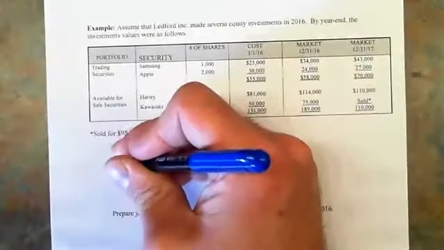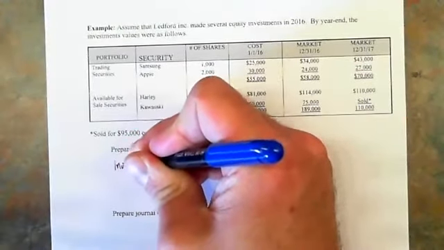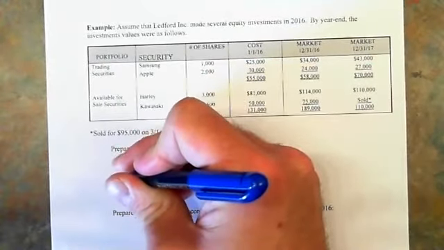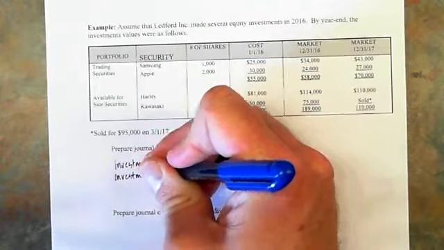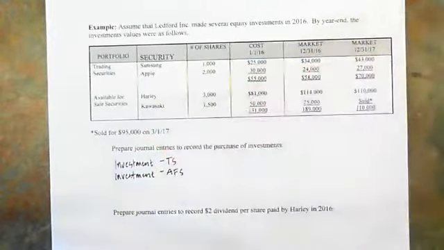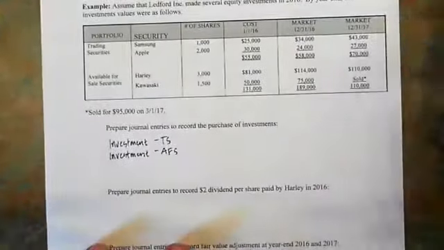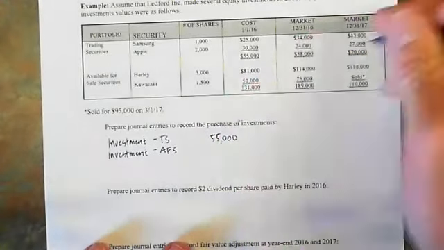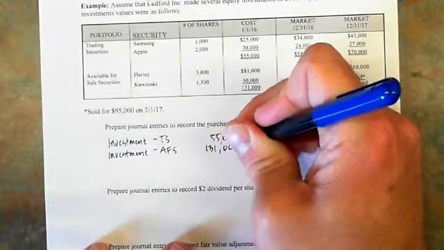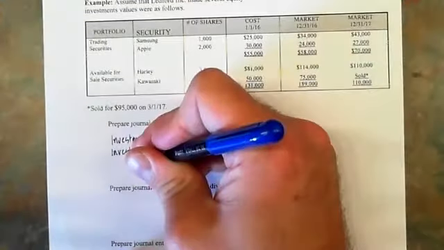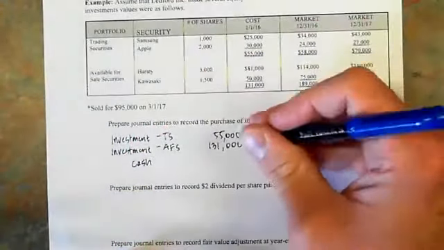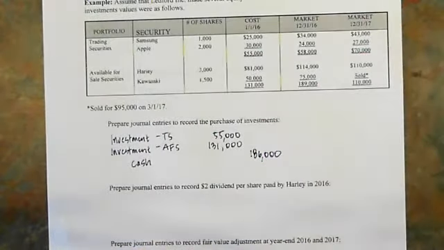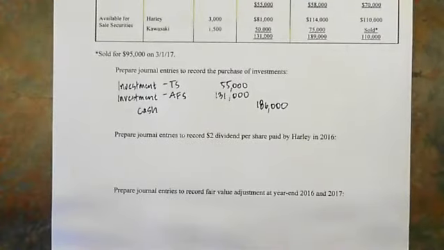So we would record investment in trading securities, investment. We don't even need two journal entries. You could do it in two journal entries if you wanted. $55,000 for the trading securities, $131,000 for the available for sale securities, and we would credit cash for that purchase, which would be $186,000. See, no present value, just straight cost, very straightforward.